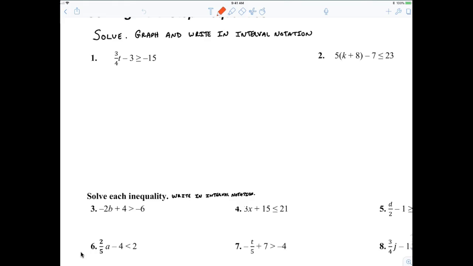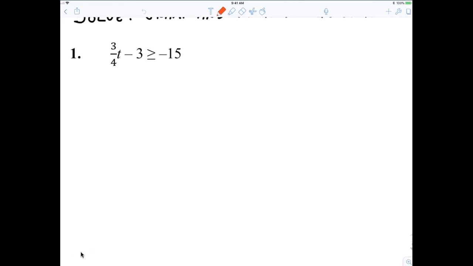So over here, same principles apply. You're solving it just like an equation. So what do I have to do first? Go ahead. What do I do first, guys? Add 3. Perfect. Whoever said that, you add 3. So here we go. I have 3/4 t is greater than or equal to negative 12. Anybody have an issue with that? You just added 3 to both sides, right?